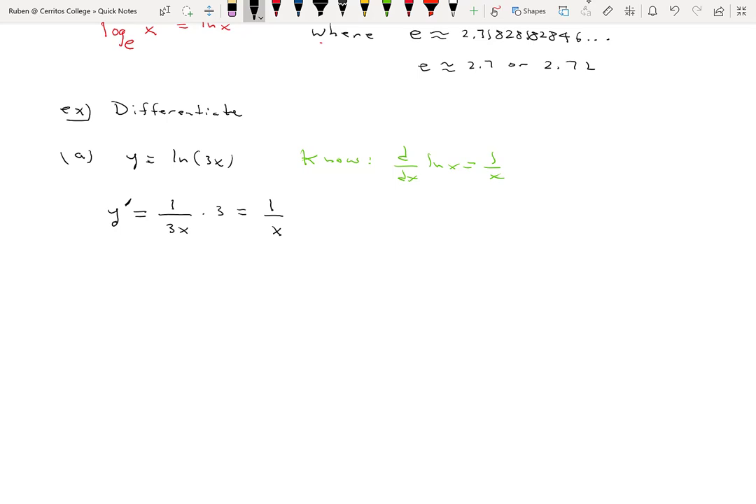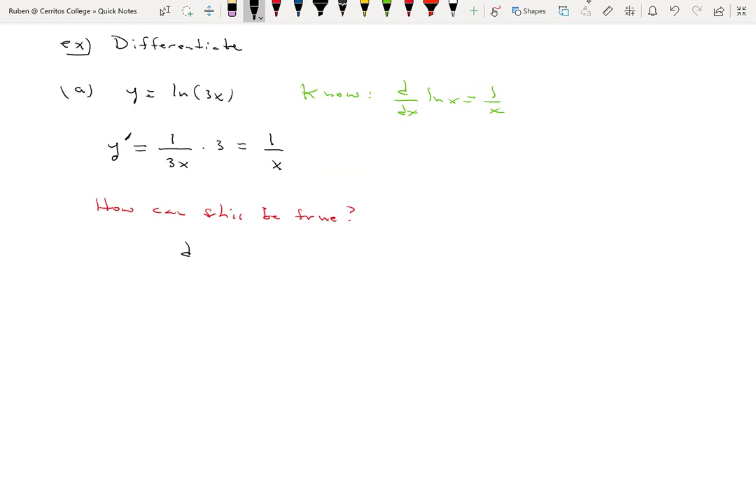How is this possible? How can this be true? Why am I harping on that? Because look, we know that the derivative with respect to x of the natural log of x is 1 over x. But we just figured out that the derivative with respect to x of the natural log of 3x is also 1 over x.